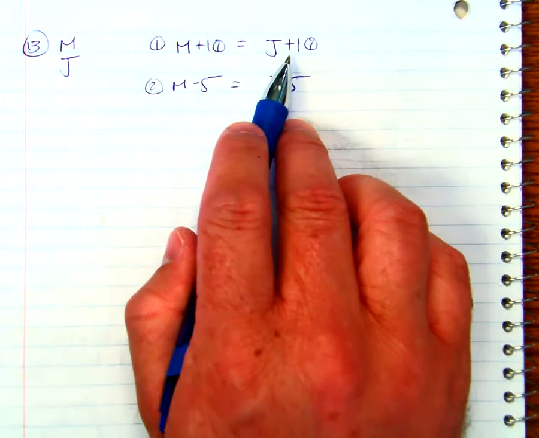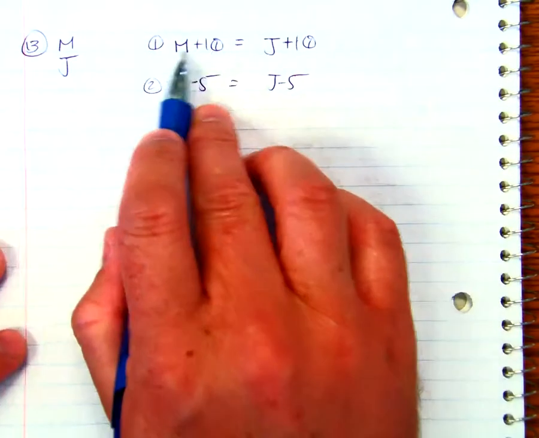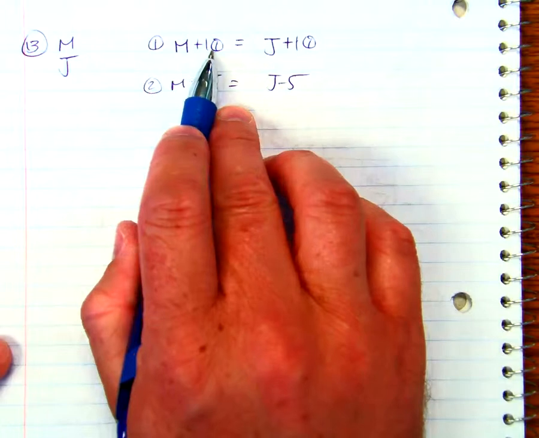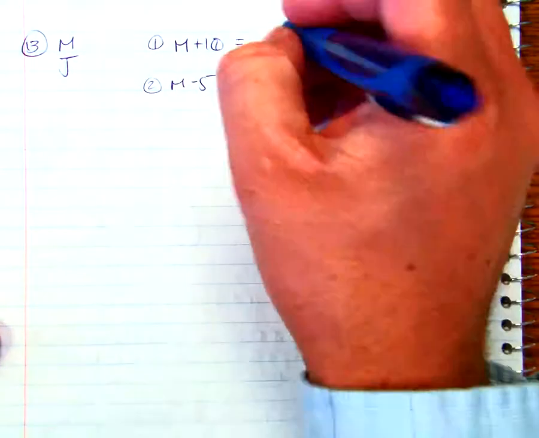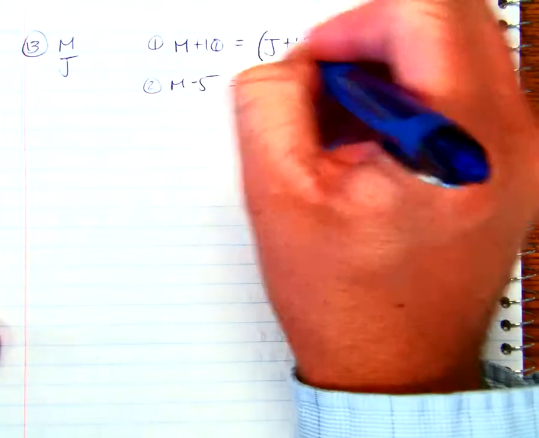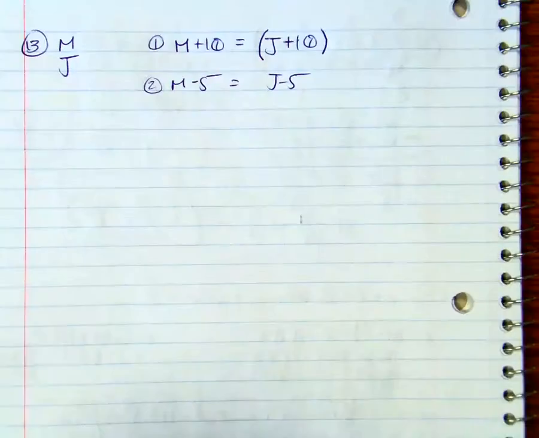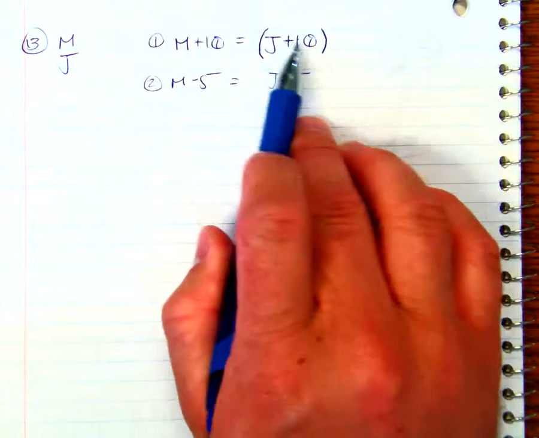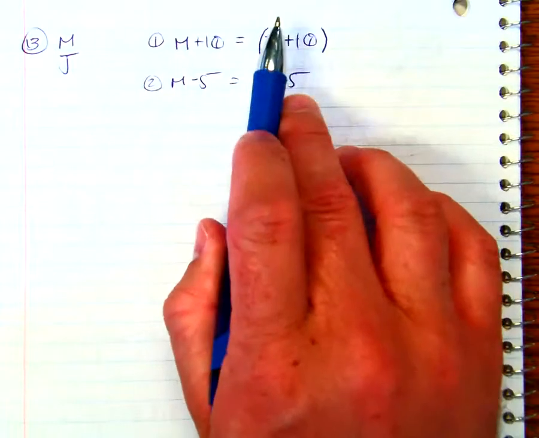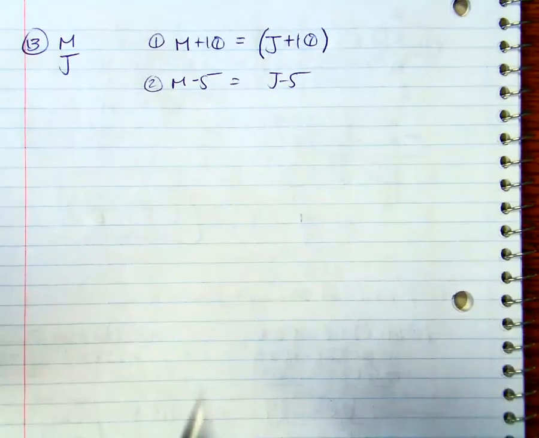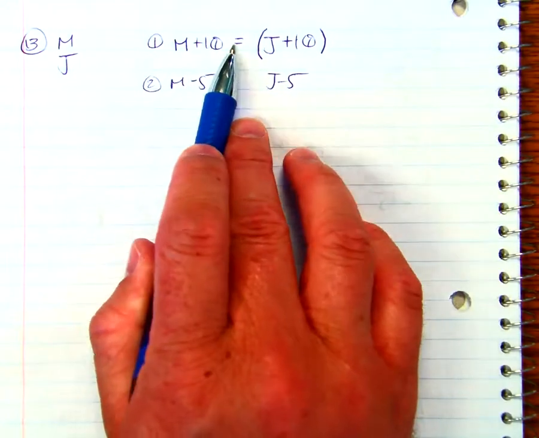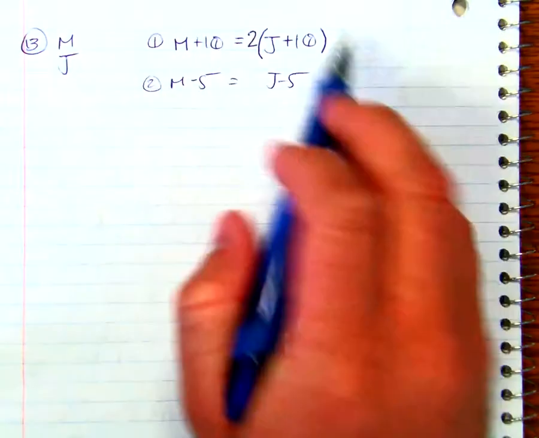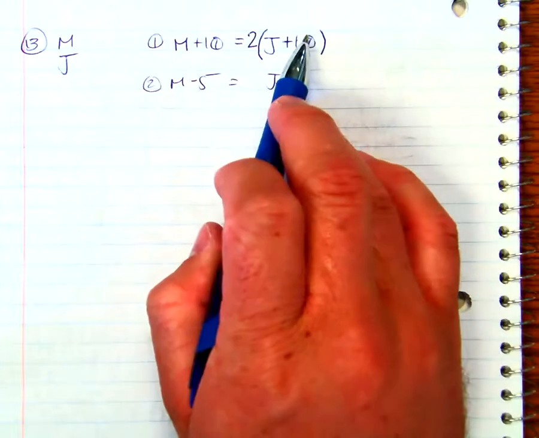Here's where you need to be very careful. Matt 10 years from now will be twice as old as Jeff 10 years from now, which means I need to take this and treat it as one thing. All this stuff in parentheses is Jeff 10 years from now as one thing. Matt 10 years from now will be twice as old as Jeff 10 years from now.